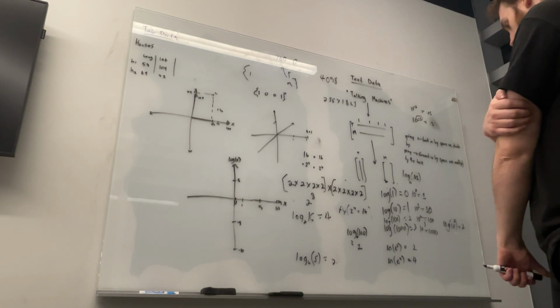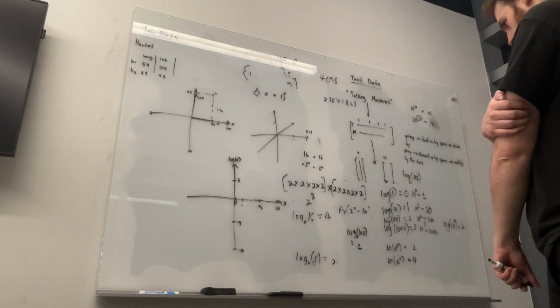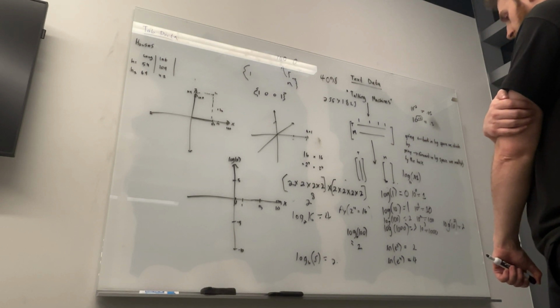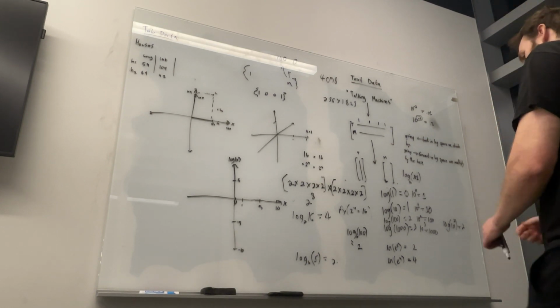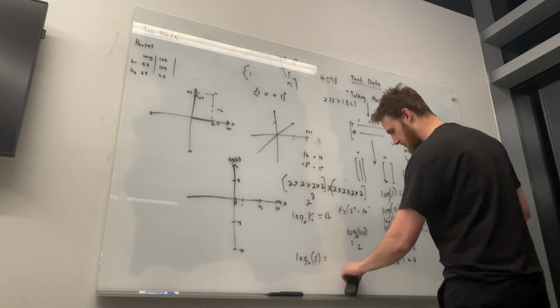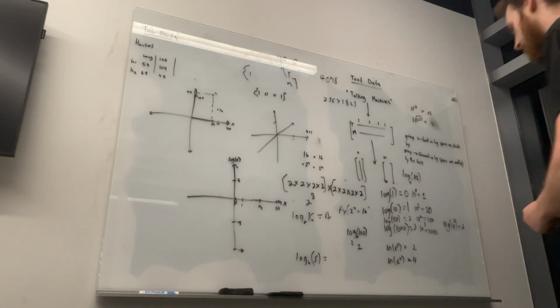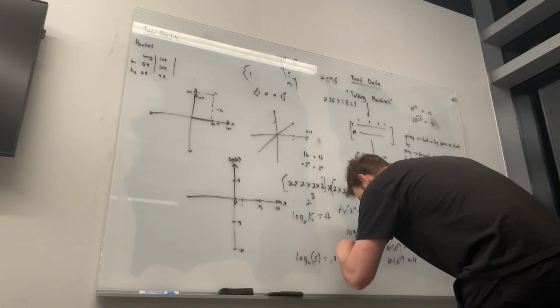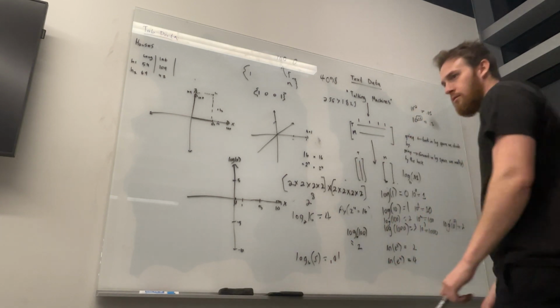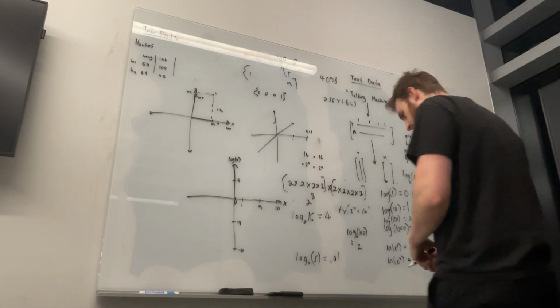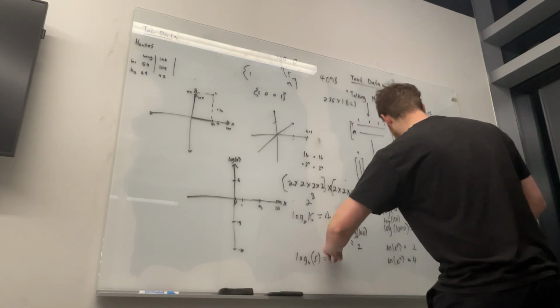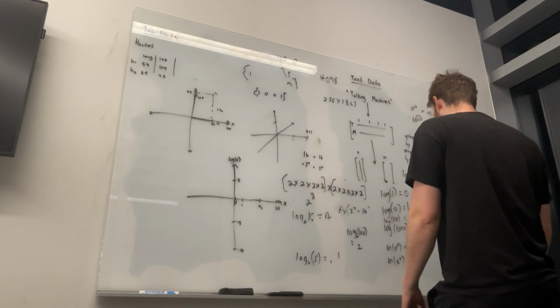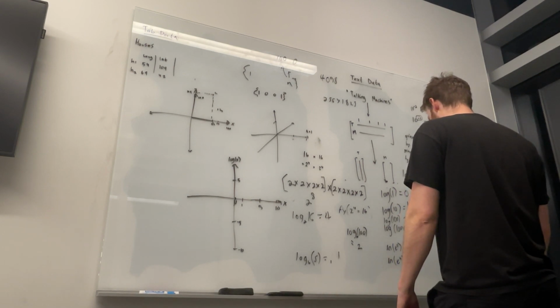So would log 10 of 5 be greater than or less than 2? Oh, it would be significantly less than 2. Yeah, I see. Because log 10 of 10 is 1, and log 10 of 100 is 2. It'd be like point, who knows, 0, 1, blah blah. Nope, not that either. What's log 10 of 1? Log 10 of 1 is zero.